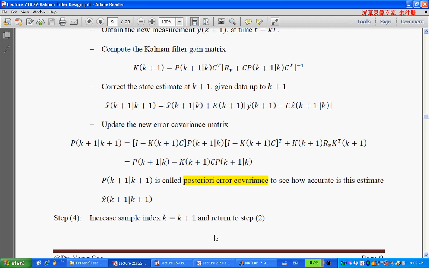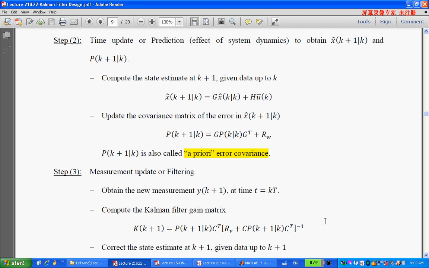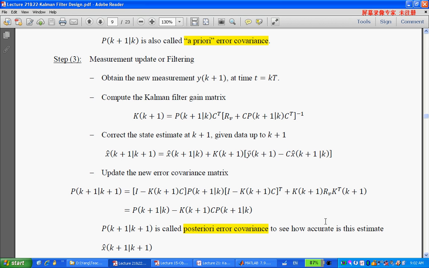Now, something which is not in the handout: I want you to look at this equation here. I copied it here.